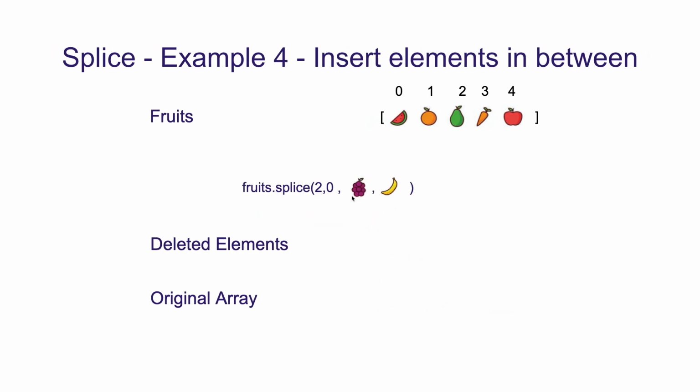In example 4, we are going to use splice to insert the elements in between the array without deleting any element. Here we are using the same array of 5 fruits and we are using splice function with the parameters 2, 0 and 2 fruits, which means that we are going to delete 0 elements at the position 2, and in place of deleted elements we are going to replace with grapes and banana. In this case we are not deleting any element, so we are inserting grapes and banana at the position 2. This leads to the deleted elements being an empty array and the original array will be updated accordingly.